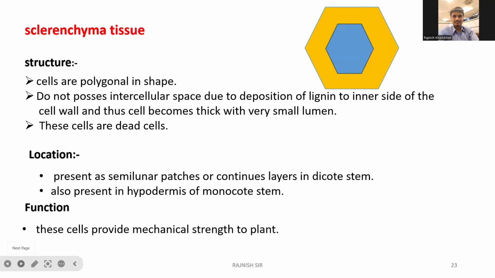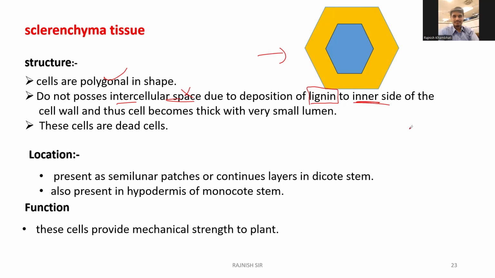So collenchyma is already over. Now the next is sclerenchyma tissue. Structurally, they are polygonal in shape, as you can see in this diagram. They do not possess intercellular space, the same as collenchyma, due to depositions of lignin. But over here, the deposition is of lignin, not of pectin. And where is it getting deposited?